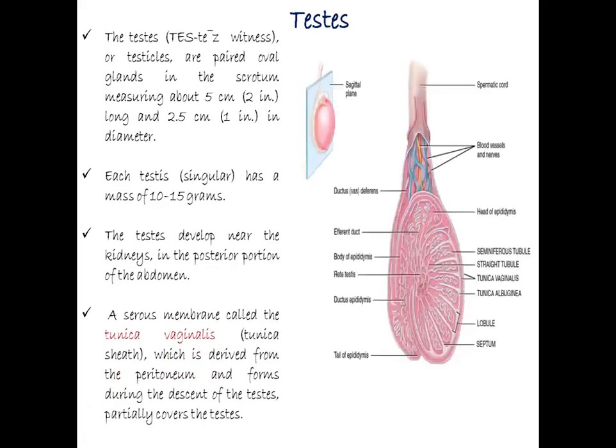A serous membrane called the tunica vaginalis, which is derived from the peritoneum and forms during the descent of the testes, partially covers the testes. A collection of serous fluid in the tunica vaginalis is hydrocele. It may be caused by injury to the testes or inflammation of the epididymis.